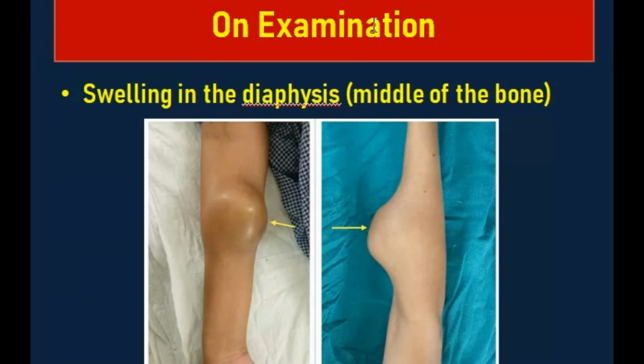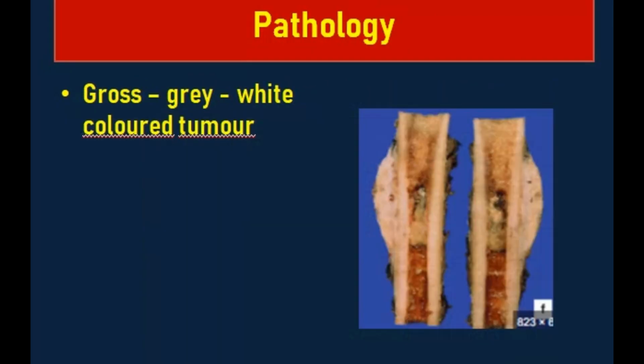If we do an examination, there is a swelling in the diaphyseal region or the middle of the bone. See, the diaphysis is in the middle of the bone. So, if we look at this bone over here, this forearm bone, there is a tumor in the middle of the bone. It's not on any of the ends, it's in the middle. So, that is how you know that it is a diaphyseal tumor.